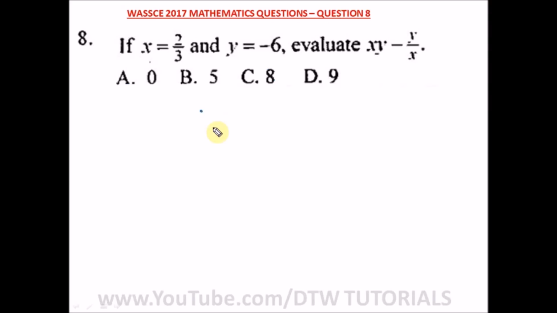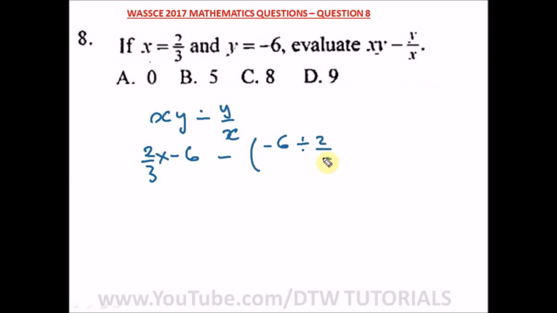Question 8 of WASSCE 2017 mathematics question, that's your WAEC 2017. It says if x is 2/3 and y is equal to minus 6, evaluate x y minus y over x. So x is 2/3, and y is minus 6. Let's put this in a bracket: minus 6, and x is 2/3 divided by 2/3.